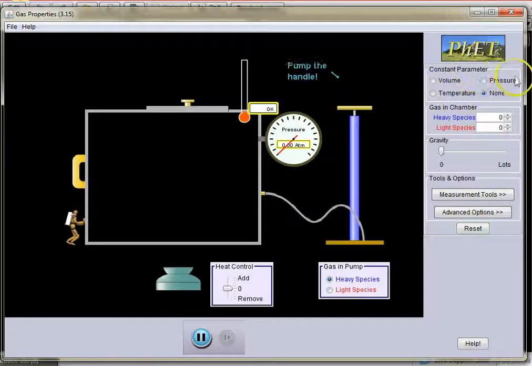There are different parameters that you can control. You can make things constant. Remember that we talked about these three laws, and in each of these three laws, different things were constant. So you can make these things constant and check the laws, and that's what we're going to do. There is also a pressure gauge and a temperature gauge.